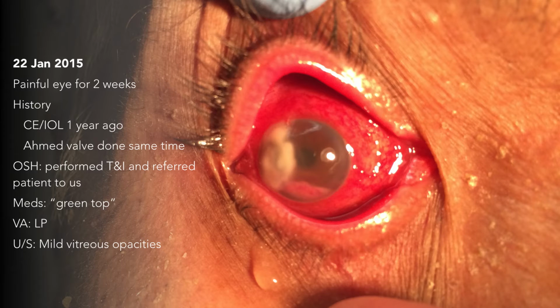LP is a little bit poor vision for that, but he's also got an Ahmed valve, so you want to go, all right, is this bleb-associated endophthalmitis? Why does he have a big ulcer? So we're going to come back to this guy. I'm going to give you a couple of answers and tell you what's been done so far.